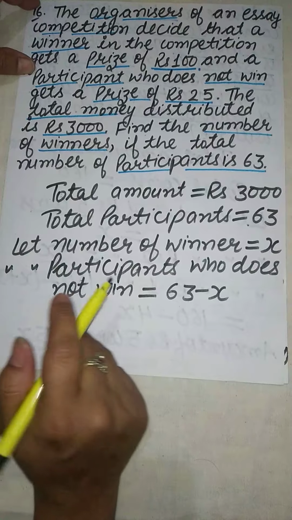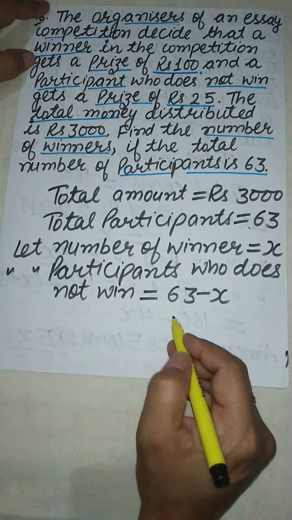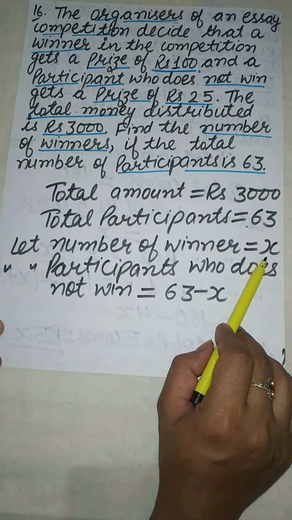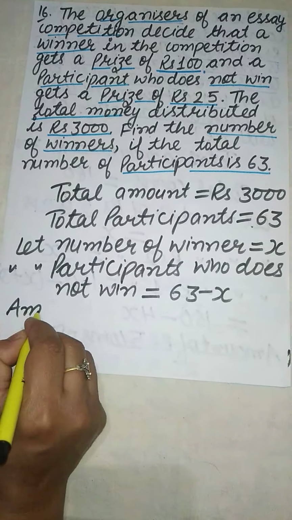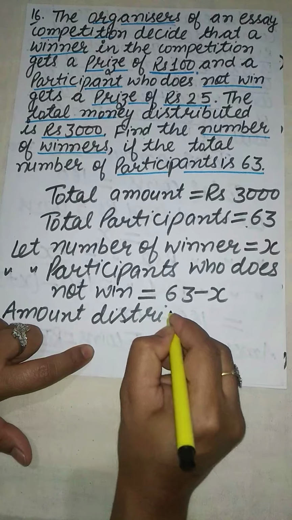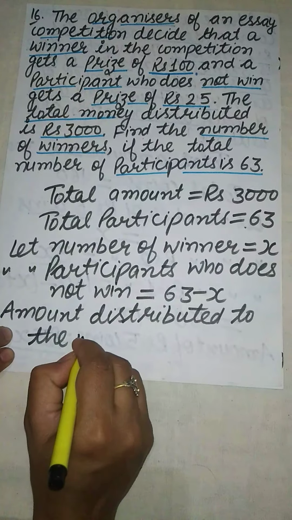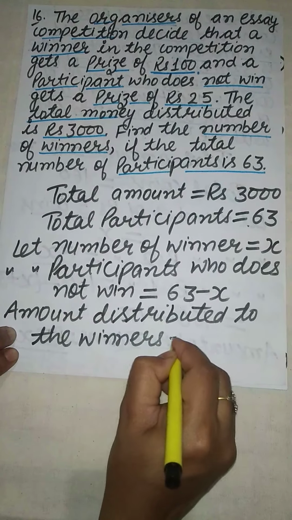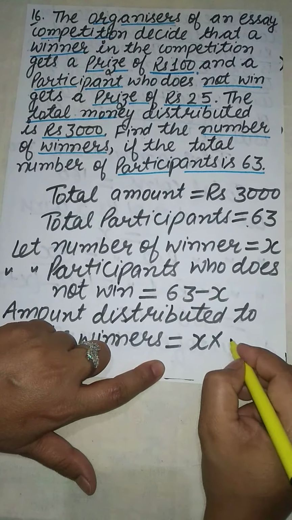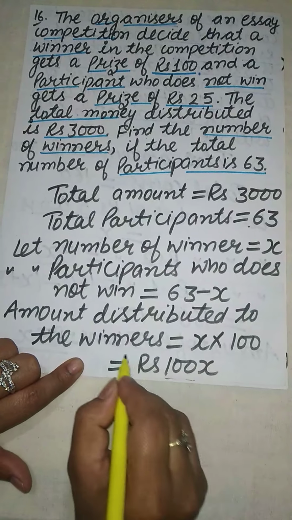Now as we know that the winner will get rupees 100, the amount that goes to the winners will be 100 multiplied by the number of winners. So the amount distributed to the winners will be equal to x, the number of winners, multiplied by 100, that is rupees 100x goes to the winners.